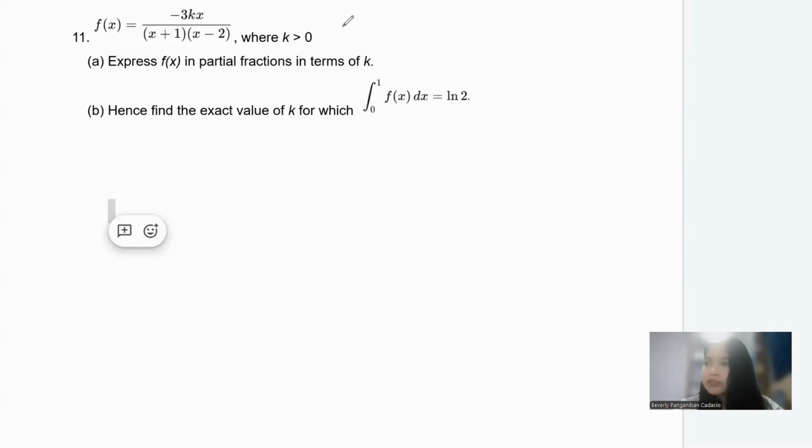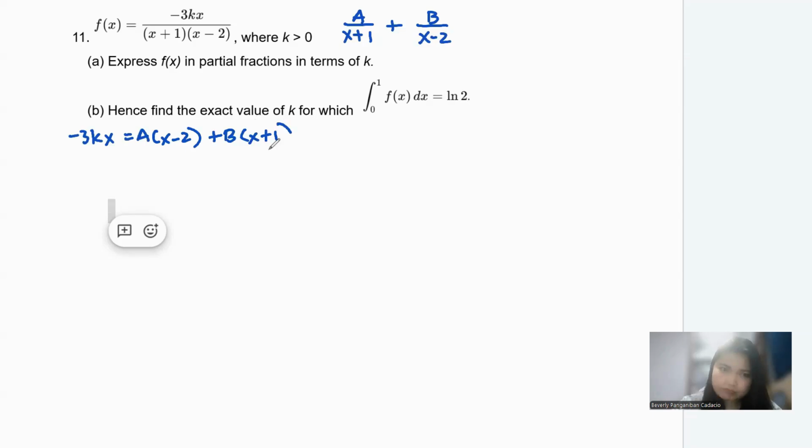Wherein you're just going to do the same thing. We're going to have a linear, partial fractions. And again, you only have two binomials, so you're going to have two unknown variables: A over x plus 1 plus B over x minus 2. And then just the same thing, negative 3kx will be equivalent to A multiplied by x minus 2, and then the B will be multiplied by x plus 1. The easiest here, let's go with substitution. So I'm going to substitute x plus 1, or negative 1, here.